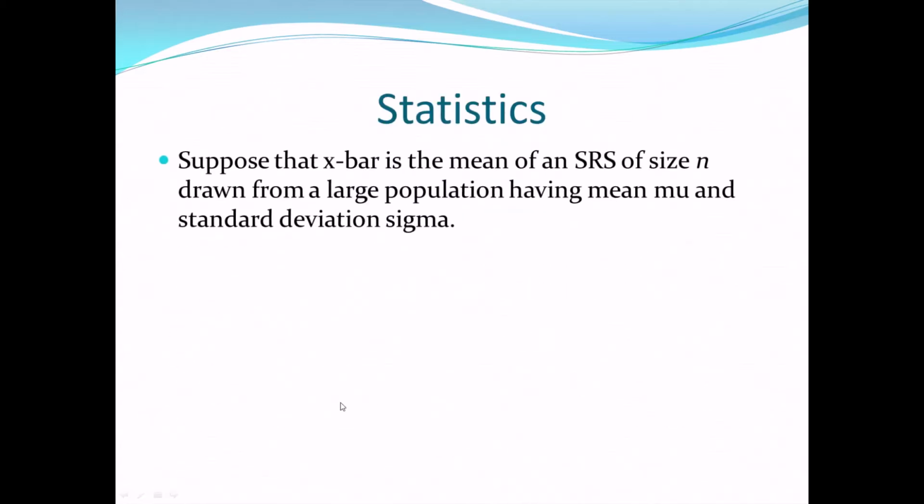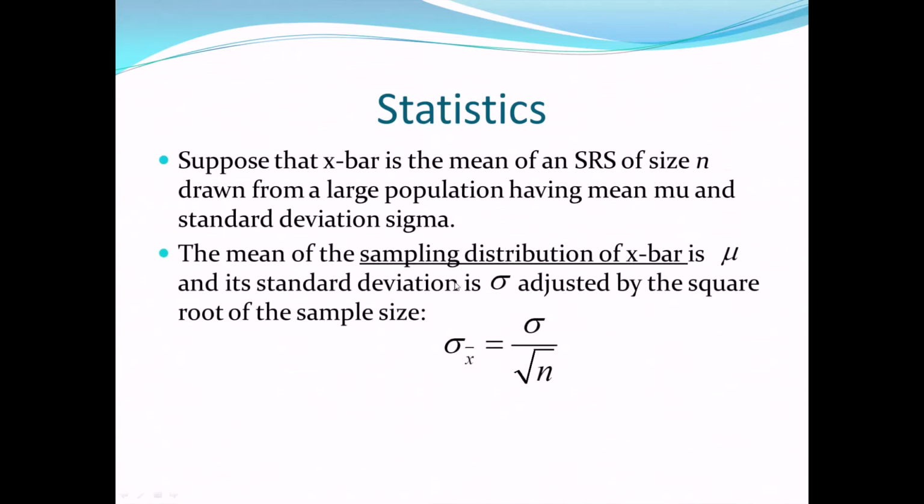Suppose that x bar is the mean of a simple random sample of size n, drawn from a large population with mean mu and standard deviation sigma. Remember that the mean of the sampling distribution of x bar is an unbiased estimator of mu for the population. That would be mu of x bar. If you know one, you know the other, because if they're unbiased, then they're the same. So if I tell you the population mean is 100, you can use that for a population question or a sampling distribution question.